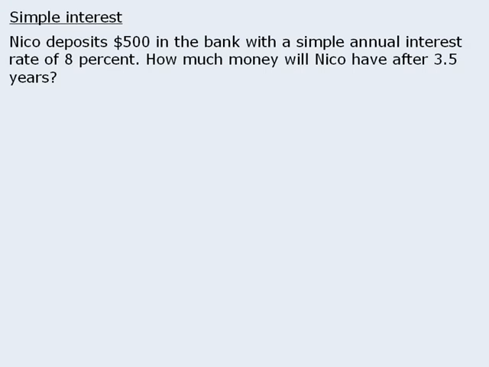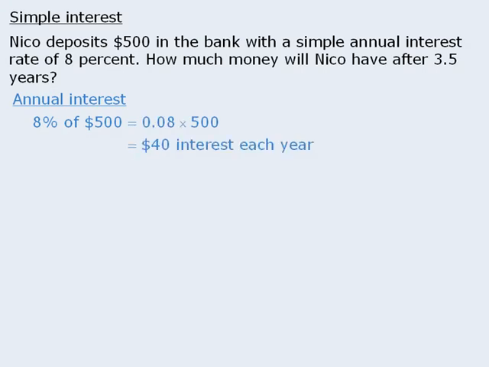Now a simple interest rate of 8% means that each year Nico will earn 8% on his initial $500 deposit. So to begin, let's determine Nico's annual interest. This will be equal to 8% of $500, which is the same as 0.08 times 500, which is 40. So Nico will earn $40 interest each year.